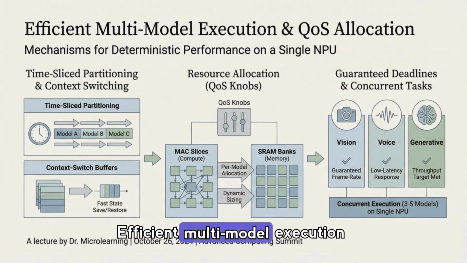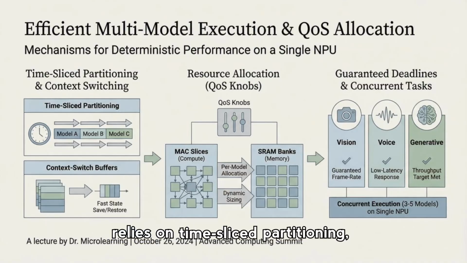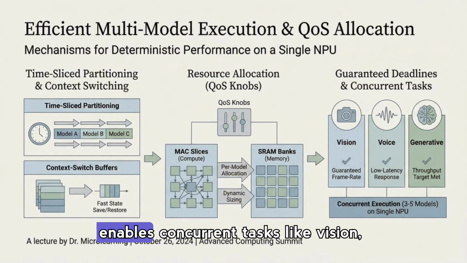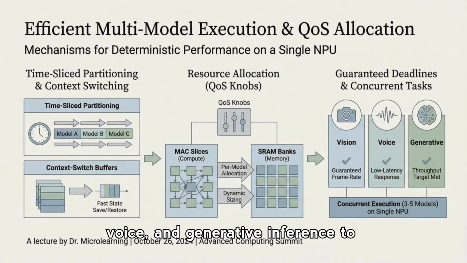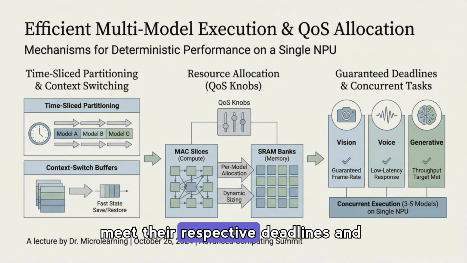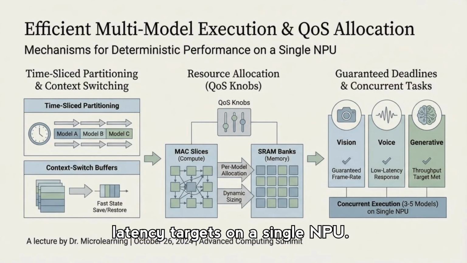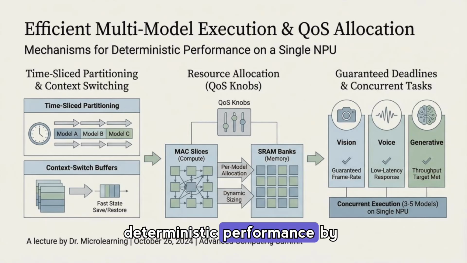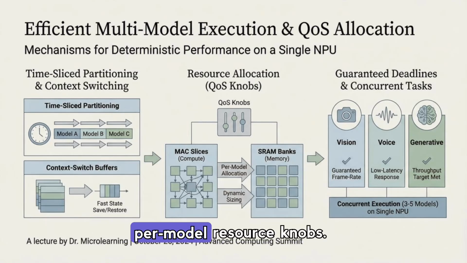Efficient multi-model execution relies on time-sliced partitioning, fast context switching, and QoS controls to allocate MAC slices and SRAM banks per model. This enables concurrent tasks like vision, voice, and generative inference to meet their respective deadlines and latency targets on a single NPU. The architecture supports deterministic performance by combining partitioning with per-model resource knobs.